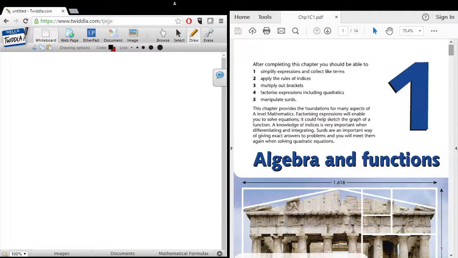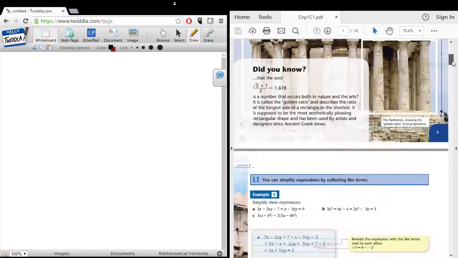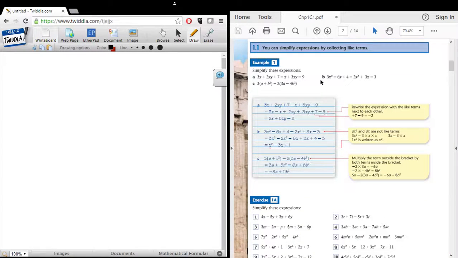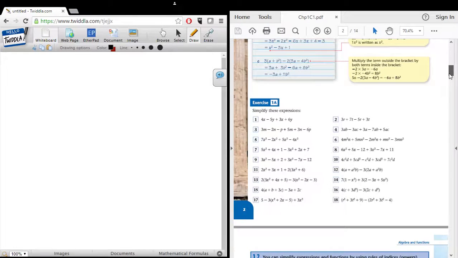So without further ado, let's start with some of the concepts of Chapter 1, Algebra and Functions. You can see at the top that we've got some learning objectives. We'll discuss number 1, simplify expressions and collect like terms. So let's scroll down. In this book, you can see that the simplification of expressions by collecting the terms has been posed in the form of some examples, and with them are some solutions. So we'll allow you to do that on your own.